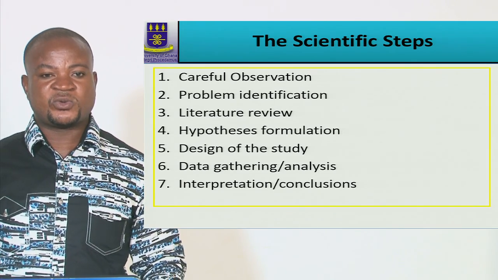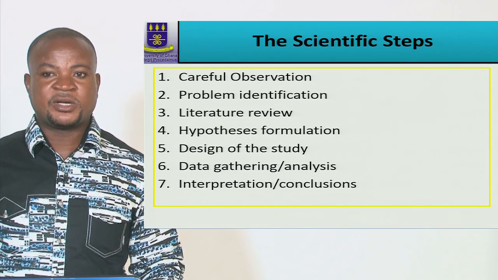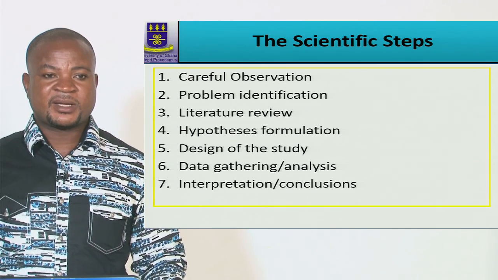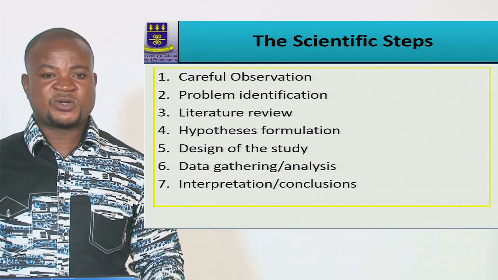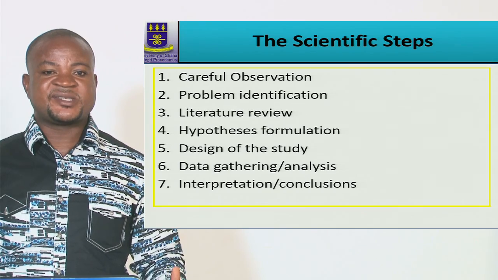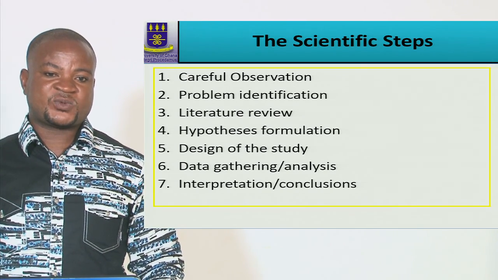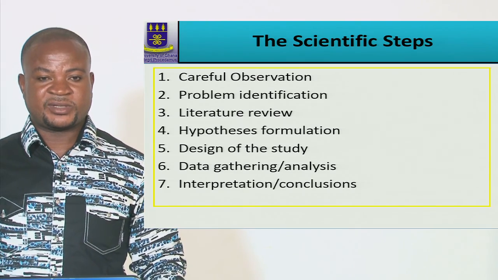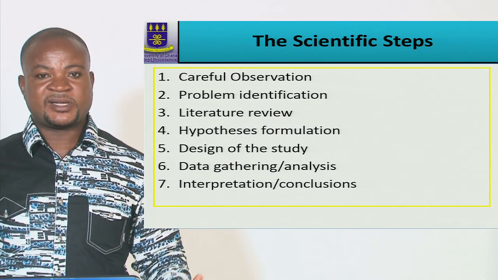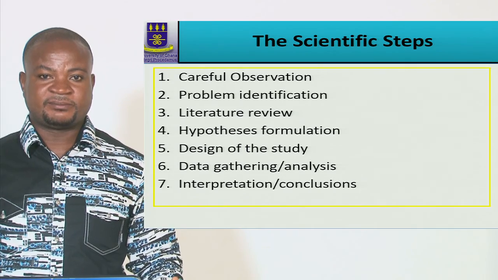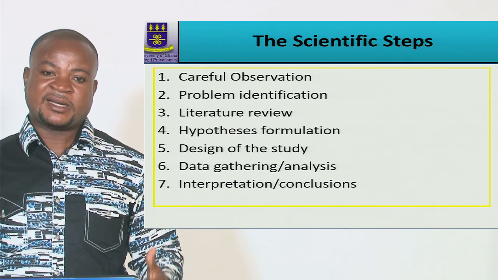How do you want to do it? Do you want to do an experiment? Do you want to do a survey? Do you want to do a case study? Do you want to do an observation? You now have to design the study and where you want to do it. And then the 6th one is your data gathering. How you get your data. How are you going to measure them? Where will you get them? And then your analysis of it.